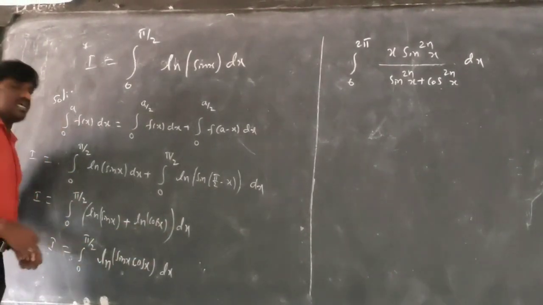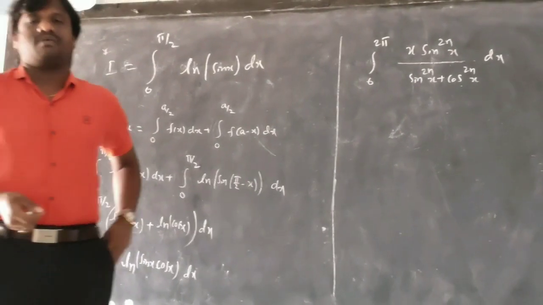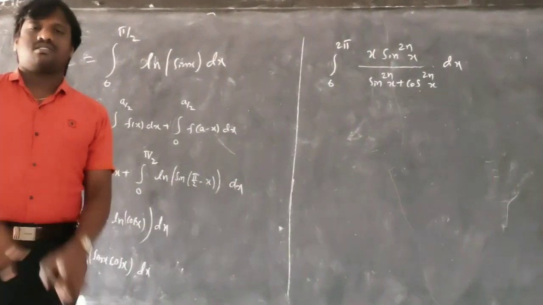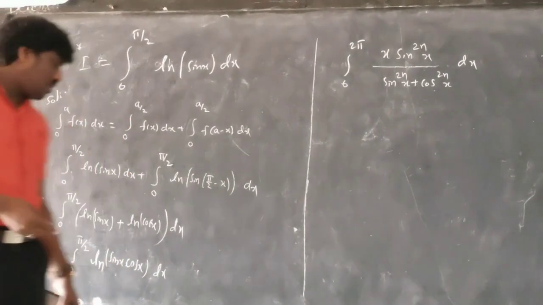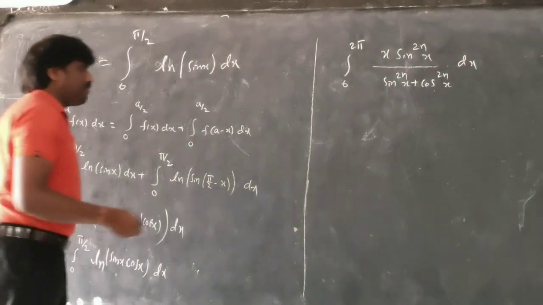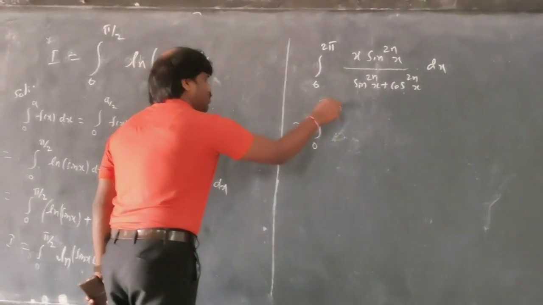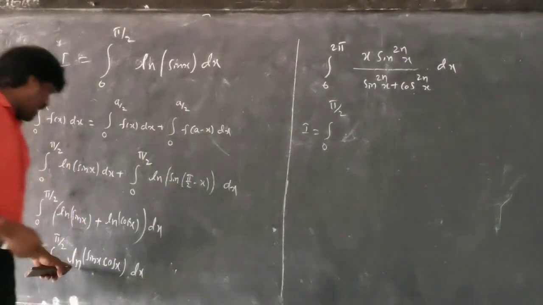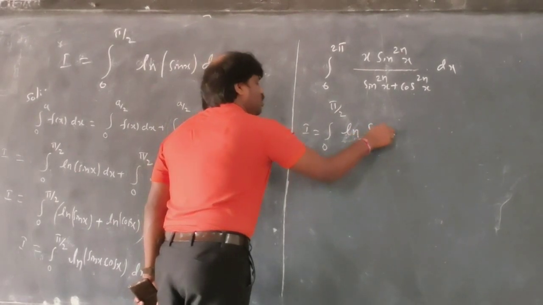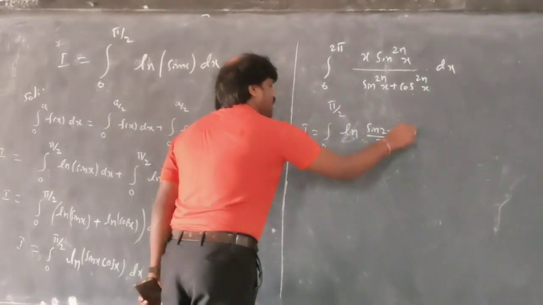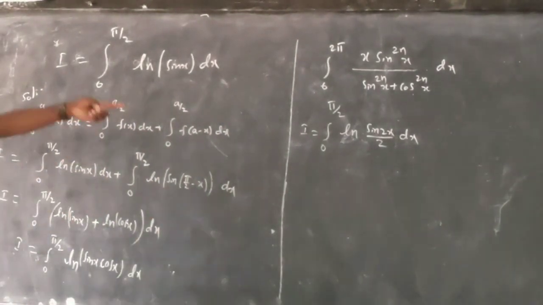Now what can we write here? What is the sin 2x formula? Sin 2x is 2 sin x into cos x. So sin x into cos x will be sin 2x by 2. So here I is equal to integration from 0 to pi by 2 of ln(sin 2x by 2) dx. So this is what we get by applying the king rule directly.